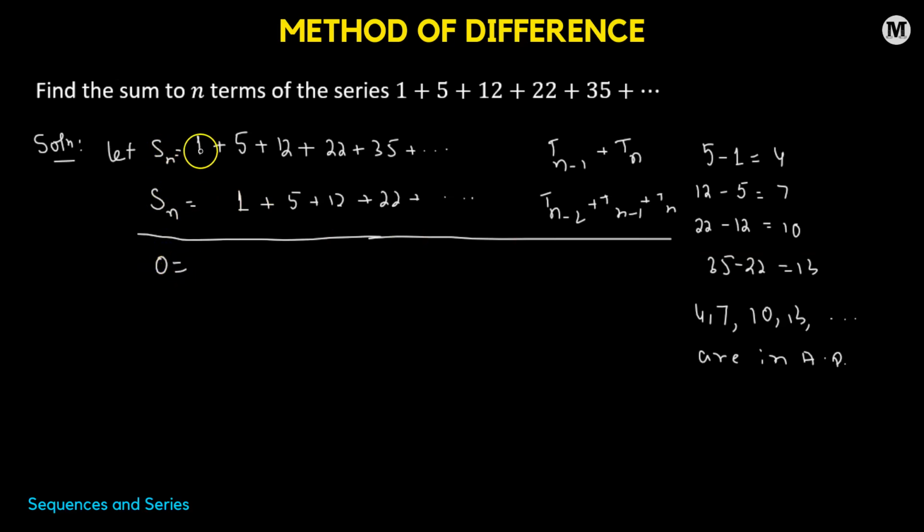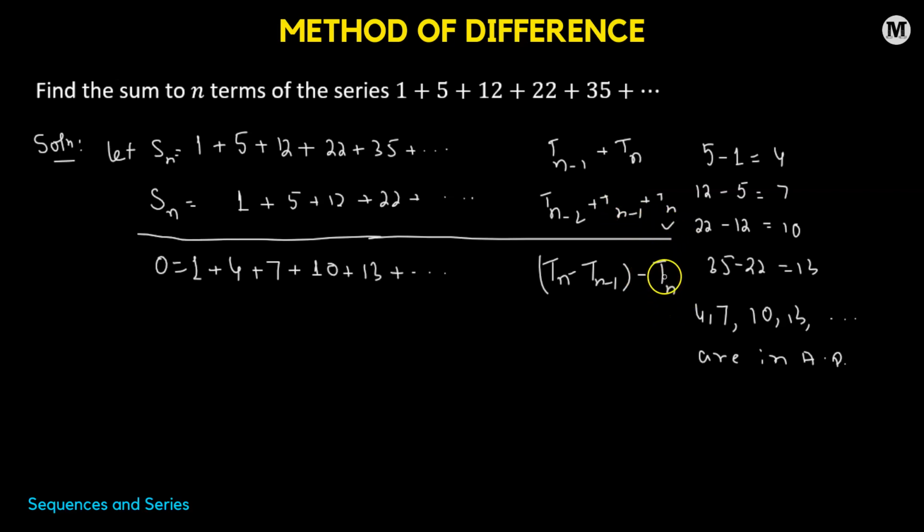We keep the first term 1 as it is. Next, we take 5 minus 1, so that's going to give us 4, added to 12 minus 5, that's going to be 7. 22 minus 12, that's 10. 35 minus 22, that's 13. And this goes all the way up to the last term. So we have the second last term, Tn minus 1. We're considering the last term of Sn, and from here subtracting the second last term of the second Sn, and minus, we have the last term, Tn.